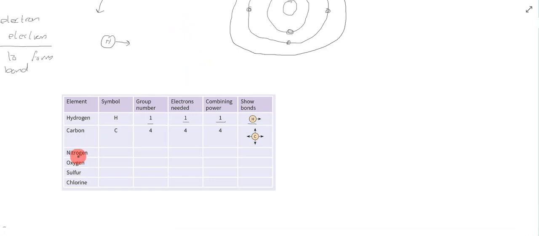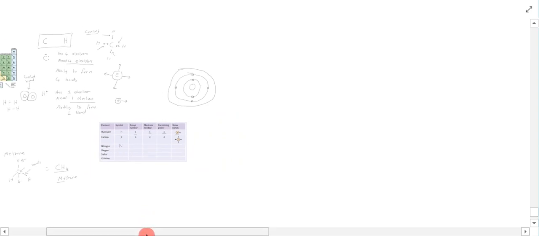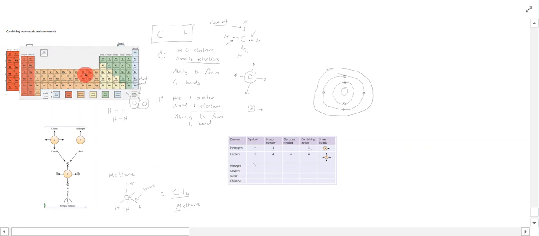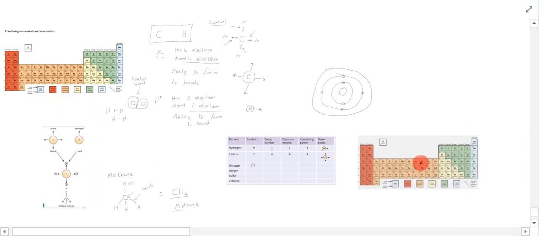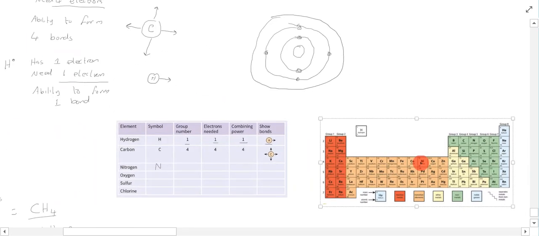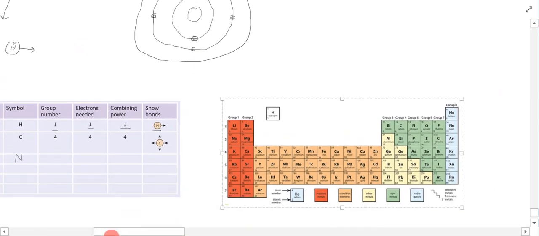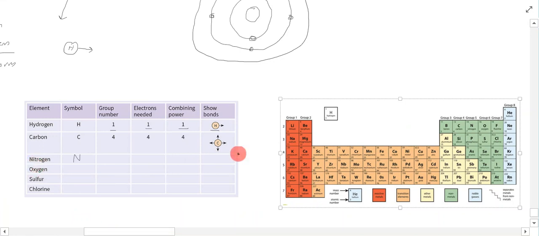So if we think about nitrogen, for example. Nitrogen, its chemical symbol is N. When you look on the periodic table, maybe I might just bring this down here so I'm not going back and forth. Let's have a look at this. Nitrogen, where is it on the periodic table? Here it is. We can see its chemical symbol is N, so therefore its symbol is N.